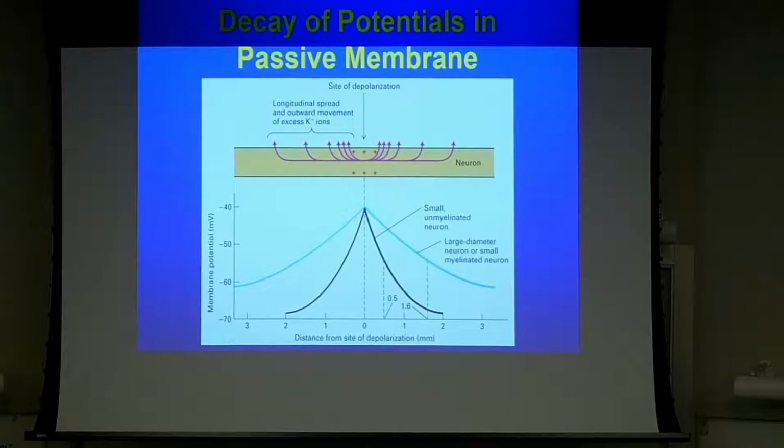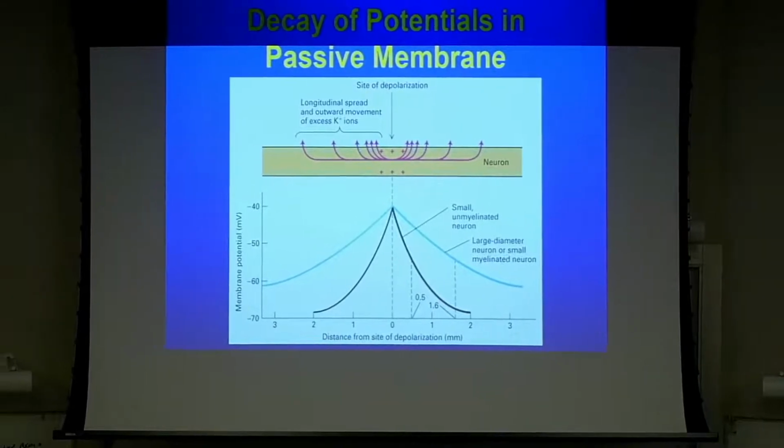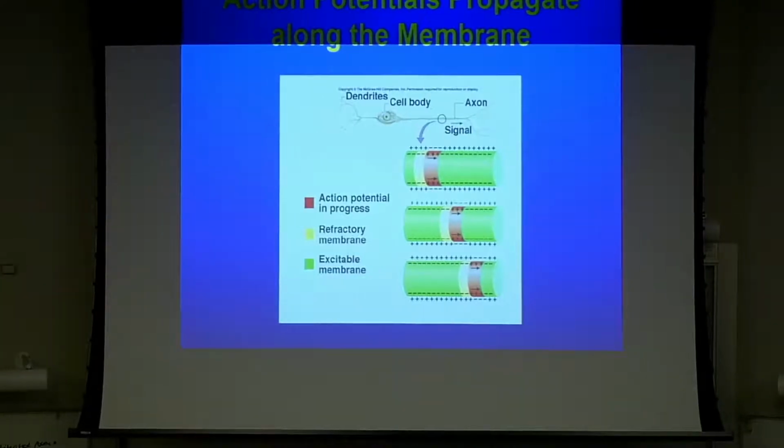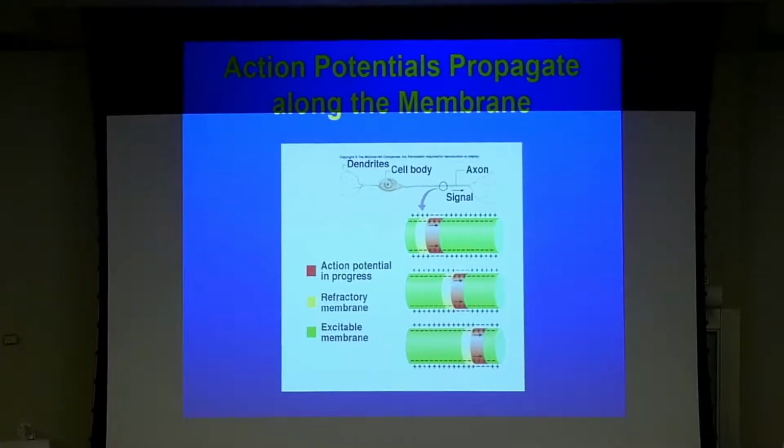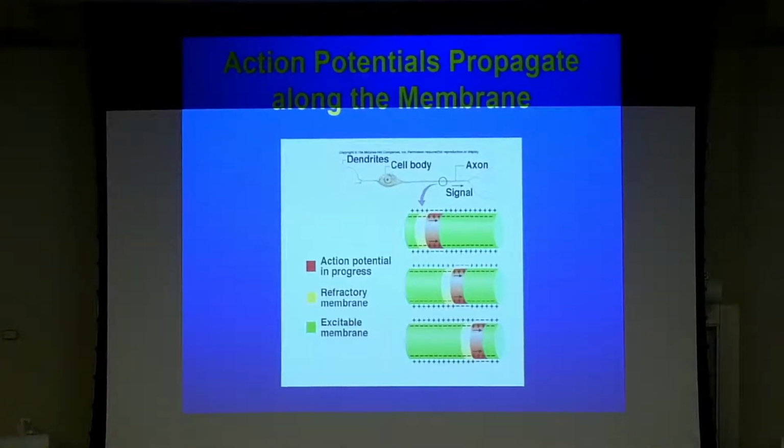So that told us that we needed to have some kind of mechanism to regenerate the action potential. How do we regenerate the action potential and keep it moving along the membrane? And that regeneration occurs primarily by having the voltage-gated sodium and potassium channels lined up along the membrane, basically cheek to jowl. And that's what this figure is trying to show.